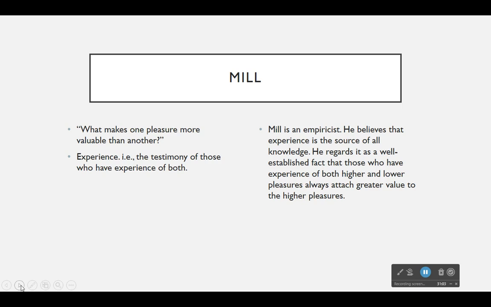So what makes one pleasure more valuable than another? Well, Mill would say we know that on the basis of experience. But now, on the basis of whose experience? Well, somebody to make the judgment that X is a better pleasure than Y has to be in a position to appreciate both. So experience is ultimately what determines whether one pleasure is better than another. But here again, it's the experience of qualified judges or competent judges, people who are competent to make that judgment because they can appreciate both X and Y. So experience in the sense of the testimony of those who have experience of both.